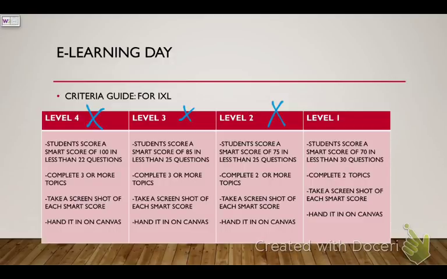Now, if you really aren't that ambitious, or it takes you a while to figure this out, you're at a level 1. Students will score a SMART score of 70 in less than 30 questions. You know what? It's very possible that we may change this. And if we do, I'll let you know. You complete 2 topics, you take a screenshot of each SMART score, and you hand it in on Canvas.